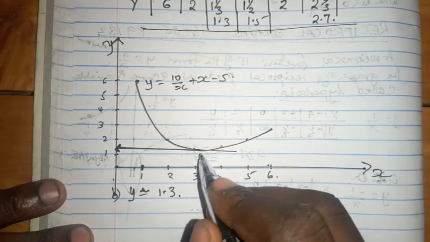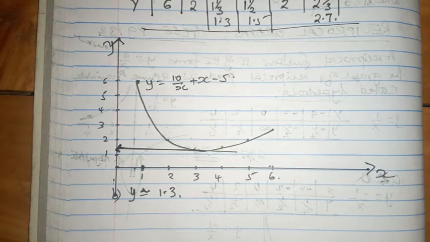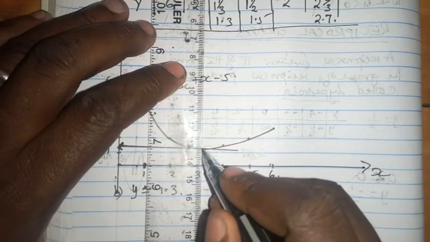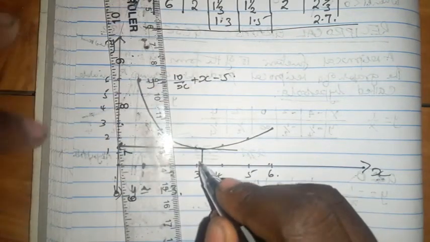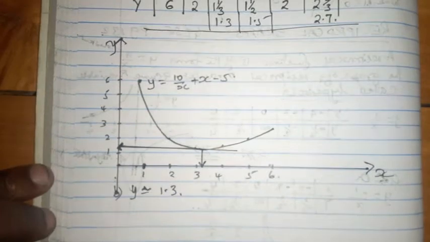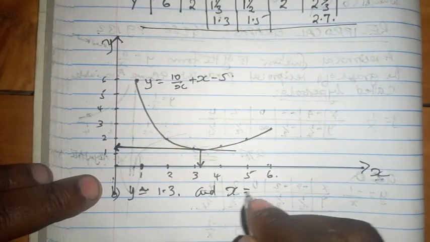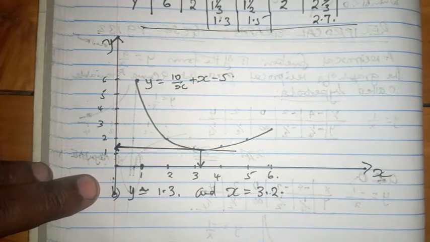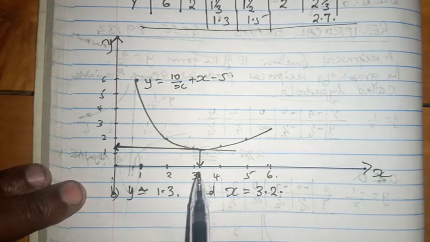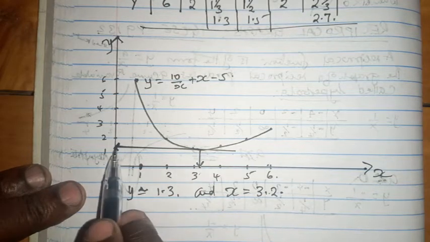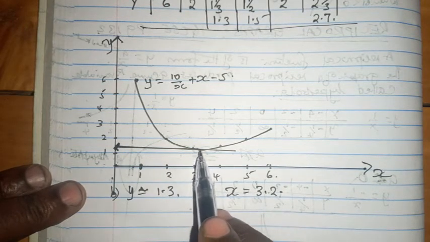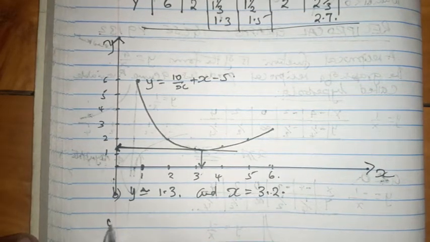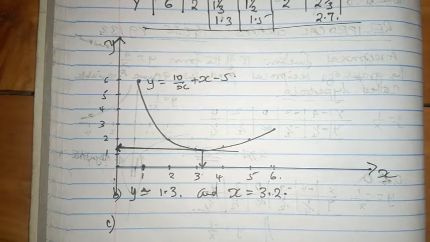And the value of x that gives that value of y, it could be just this. This is the value of x, and you can see x is around 3.2. You can see the smallest value of y is around 1.3, and the corresponding x value is 3.2, so to speak. That is part B.